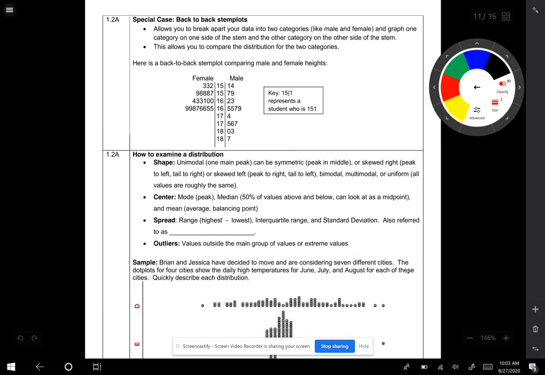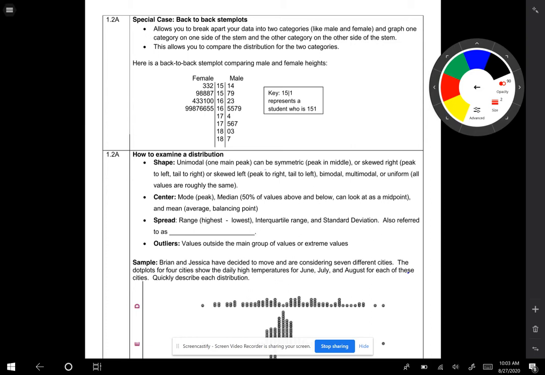The other special case is a back-to-back stem plot. This allows you to break apart your data into two categories, like in our example, male and female heights, and graph one category on one side of the stem and the other category on the other side of the stem. This allows you to compare the distribution for the two categories. So here are male and female heights in a back-to-back stem plot, and you can just title it male and female heights. There's a key already there.